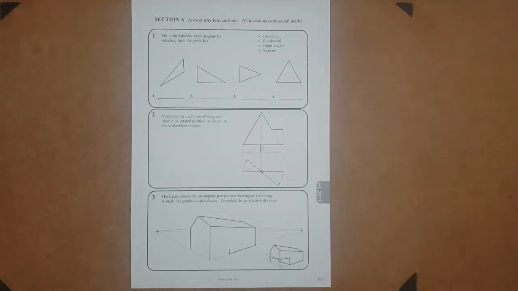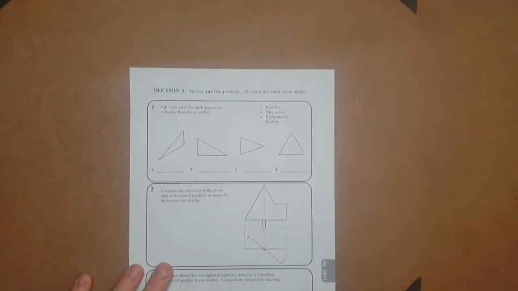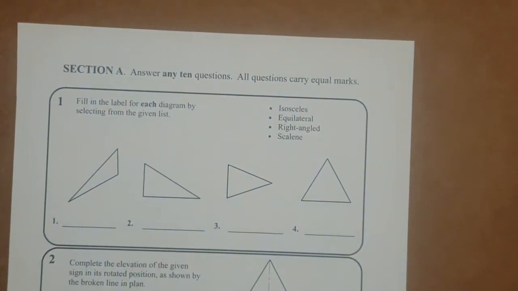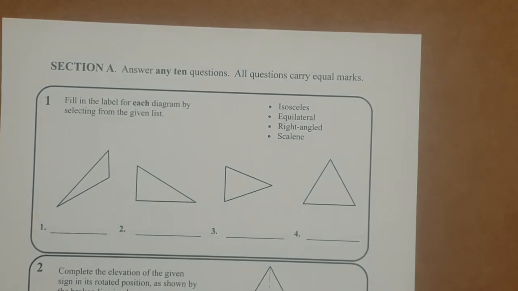Guys, this is the 2011 Junior Cert Technical Graphics Higher Level Section A short questions. Let's get started. First one is always written answers, so identify the 4 different types of triangle. Start off with the easy ones.